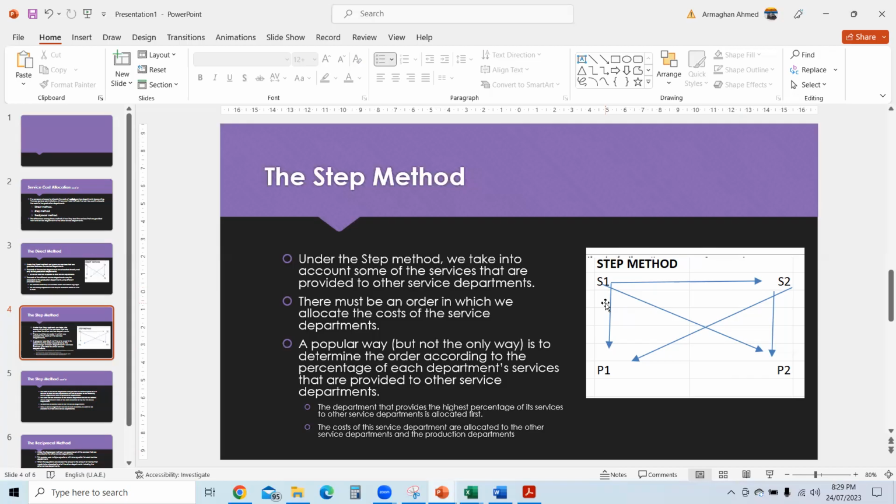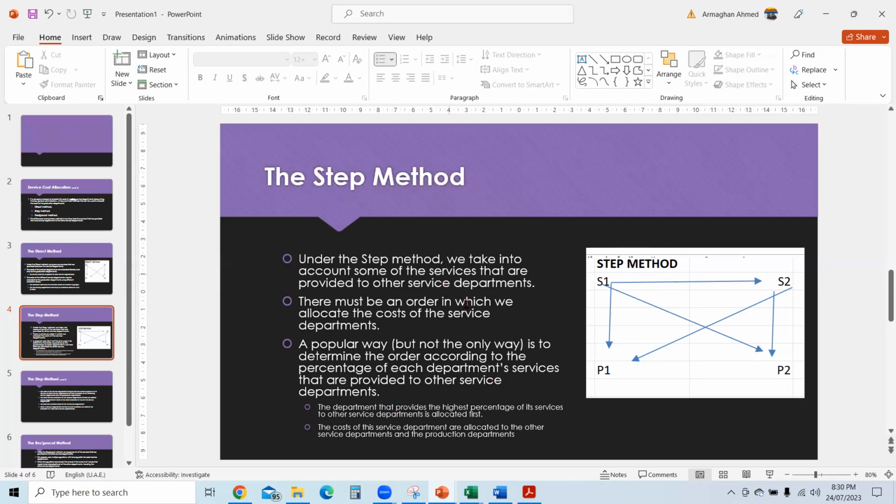Allocate the first service department's cost to all departments, all production and service departments. Whichever department it's providing service to, it will allocate. But once any department is closed, its service costs will not come back to it. This is the step method we have.